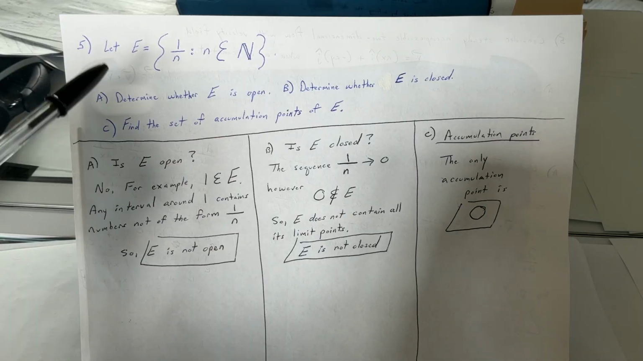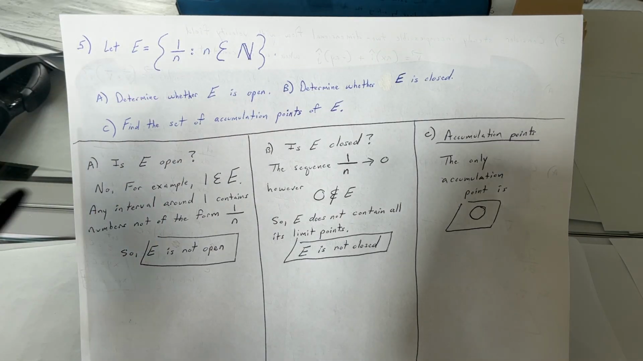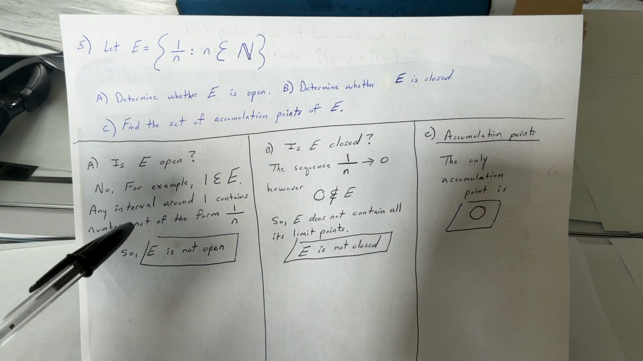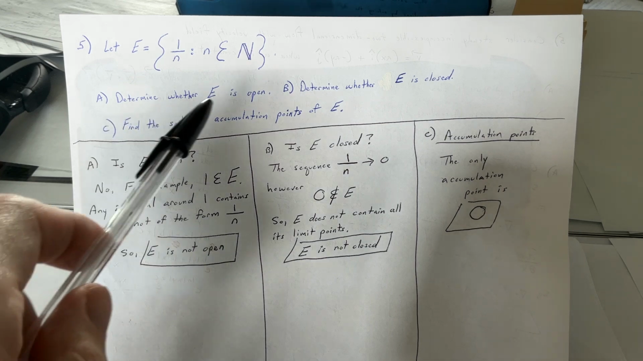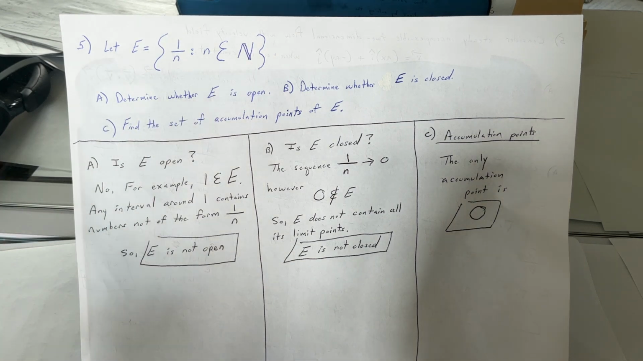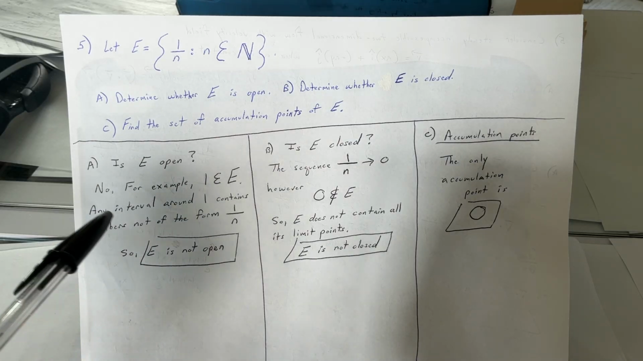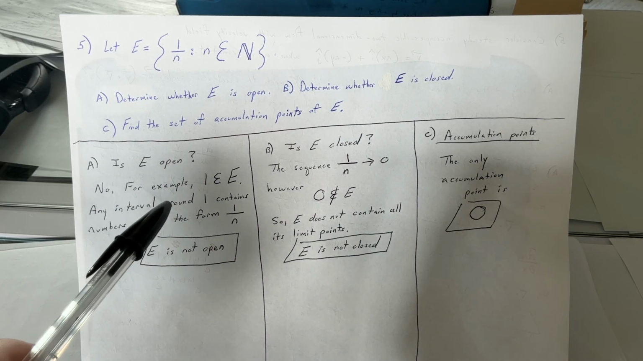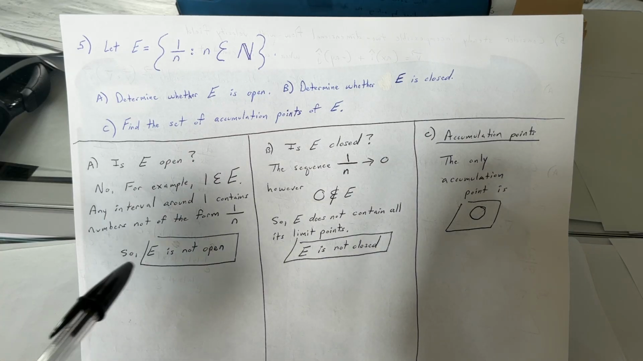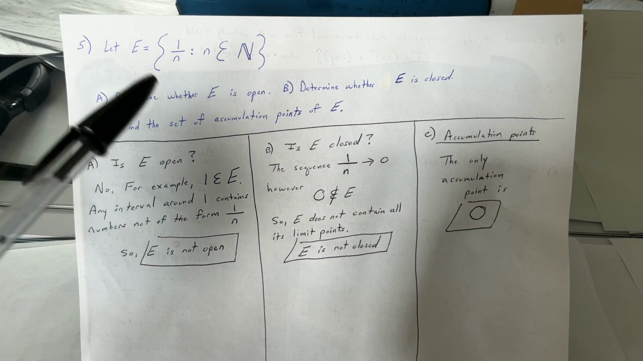For 5, let E equal this. Part A, determine whether E is open. The answer is no. For example, any interval around 1 contains numbers not of the form 1 over n. So E is not open.